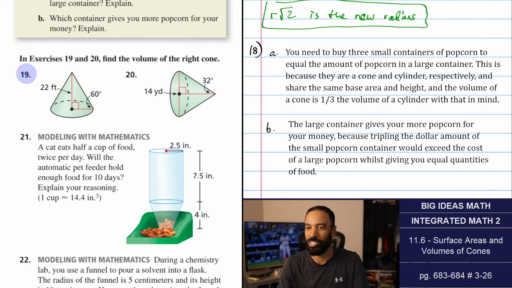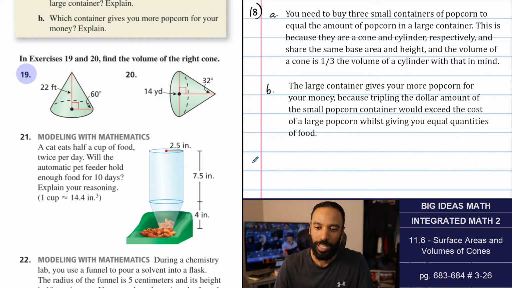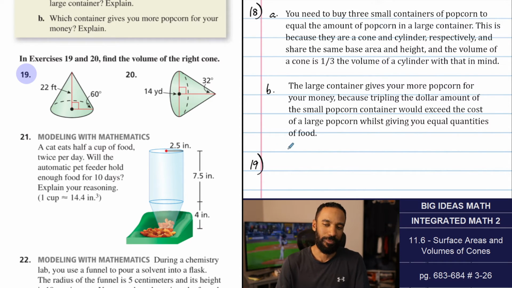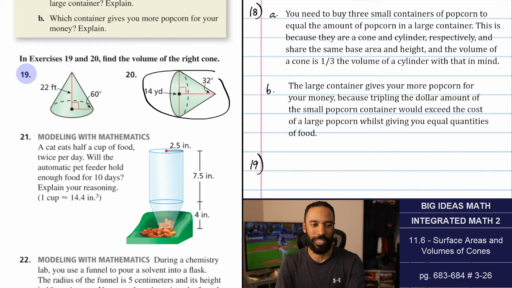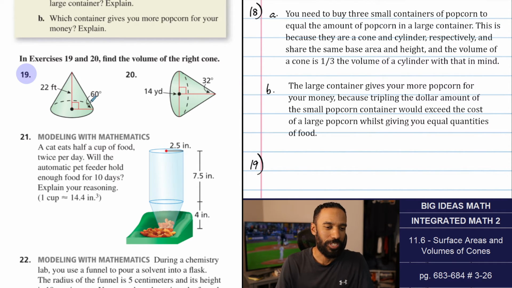All right, exercises 19 and 20. Find the volume of the right cone. They don't mean the cone on the right, they just mean to do this cone only. I have a 60-degree angle, so this is a 30, 60, 90 triangle. When we find volume, we need height and radius. So if this is the height at 22 feet, I should copy and paste that over.